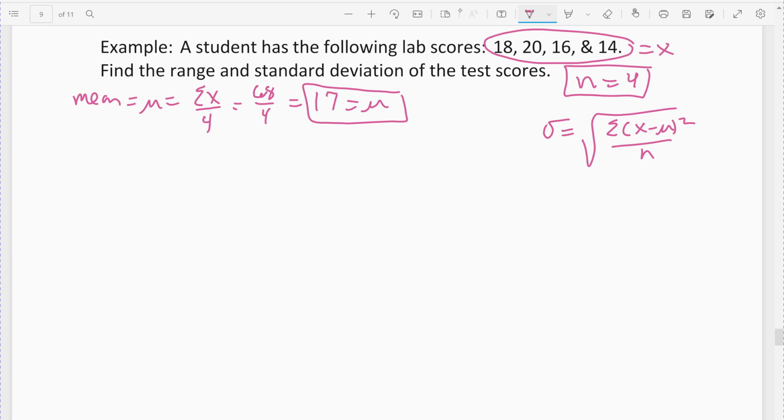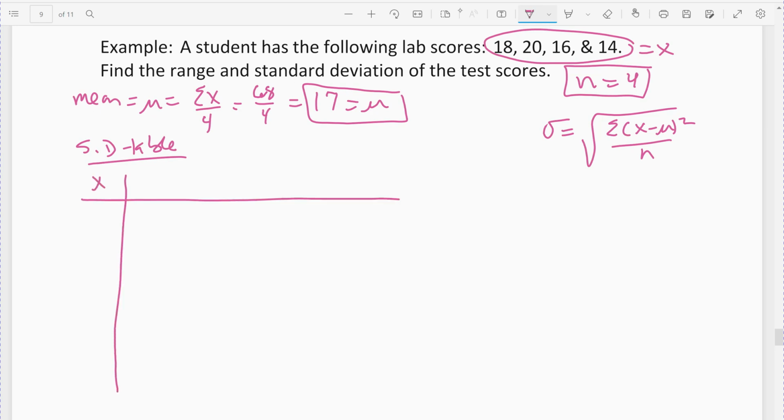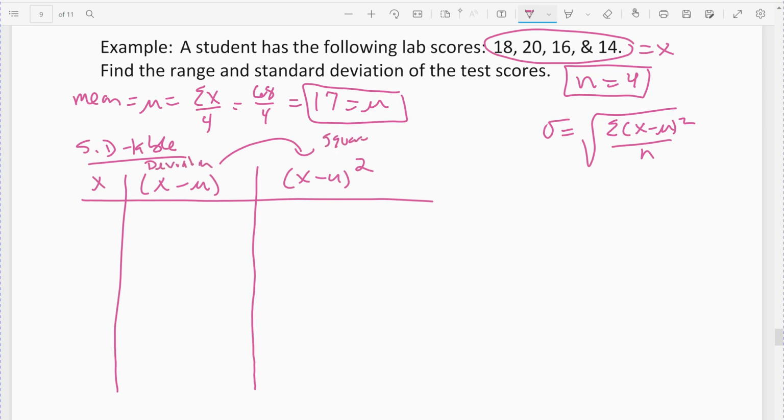Now we'll set up the standard deviation table that we're going to use to solve. We're going to break down that formula in a table. Column 1 is all my x values. Column 2 is my x values minus that mean, which we now know, so we're going to subtract 17 from all my values. And then the last one is taking whatever value is in this column and squaring it so that I get all positive numbers. So this is the deviation, and this is the square deviation.